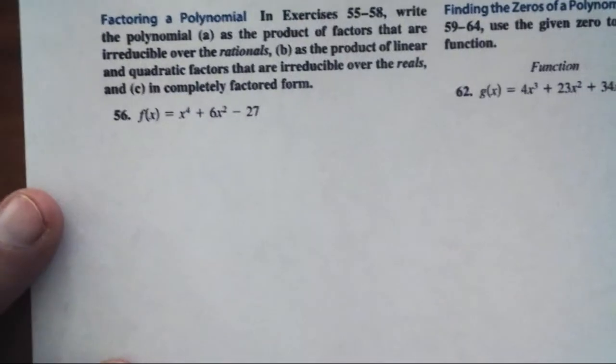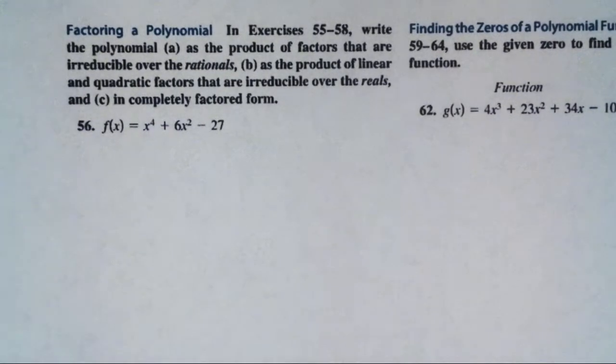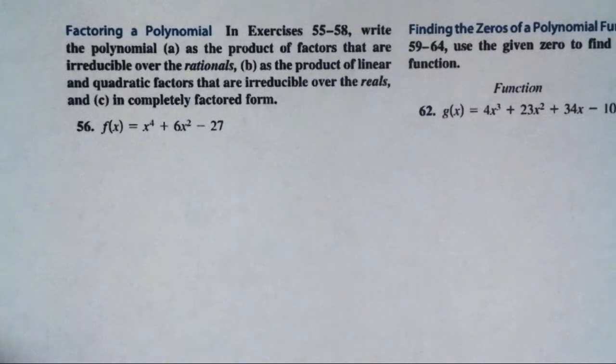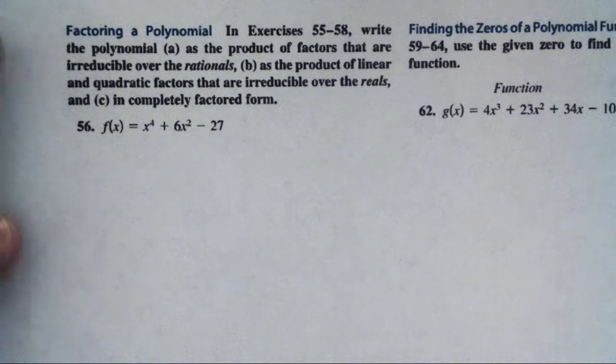Okay, let's take a look at factoring a polynomial. The polynomial is the product of factors that are irreducible over rational numbers. That is like our traditional factoring. That's what we're used to doing, rational numbers. We might have fractions in there, but I don't have anything like square roots in there. That would be real numbers.